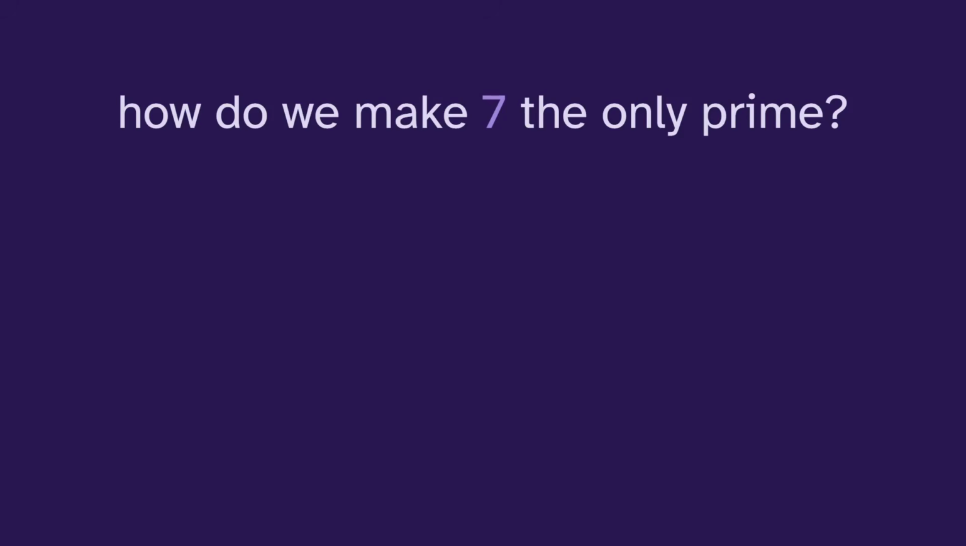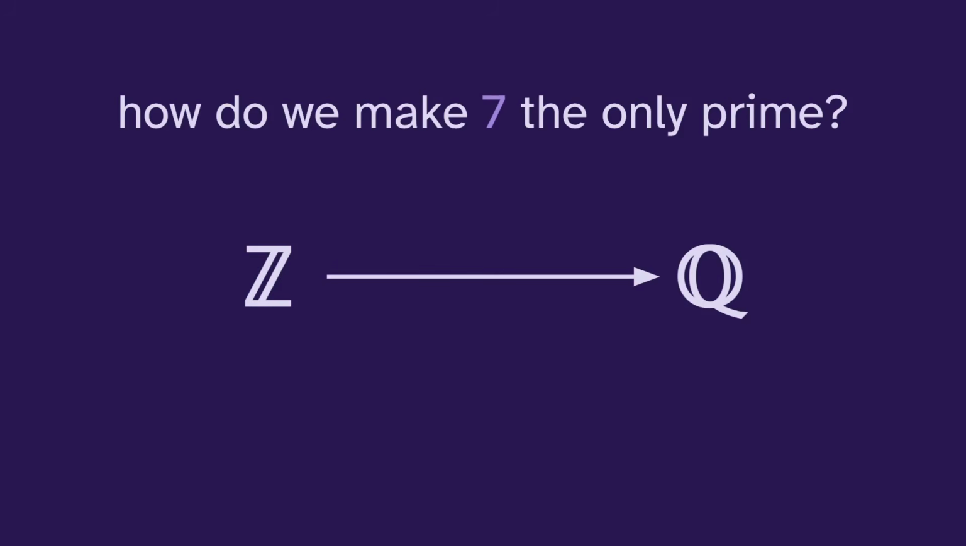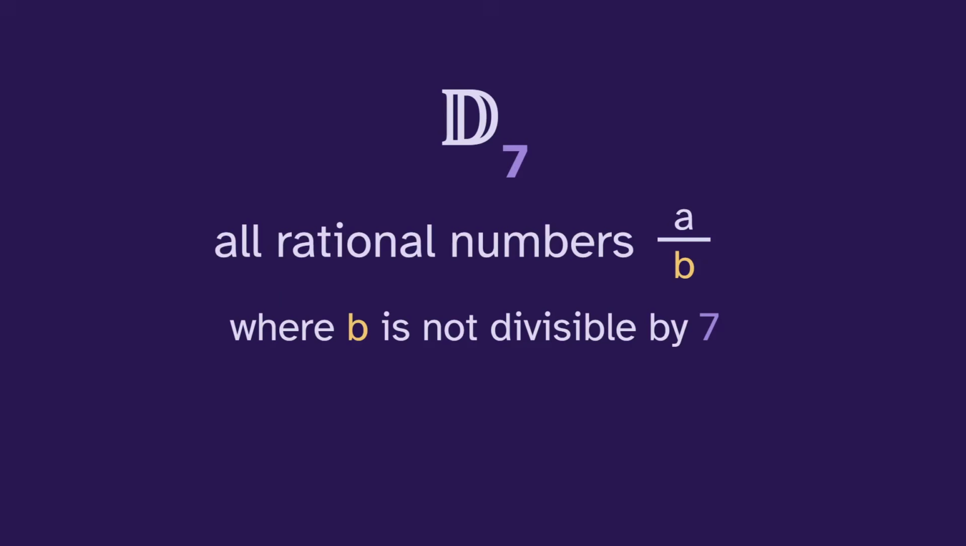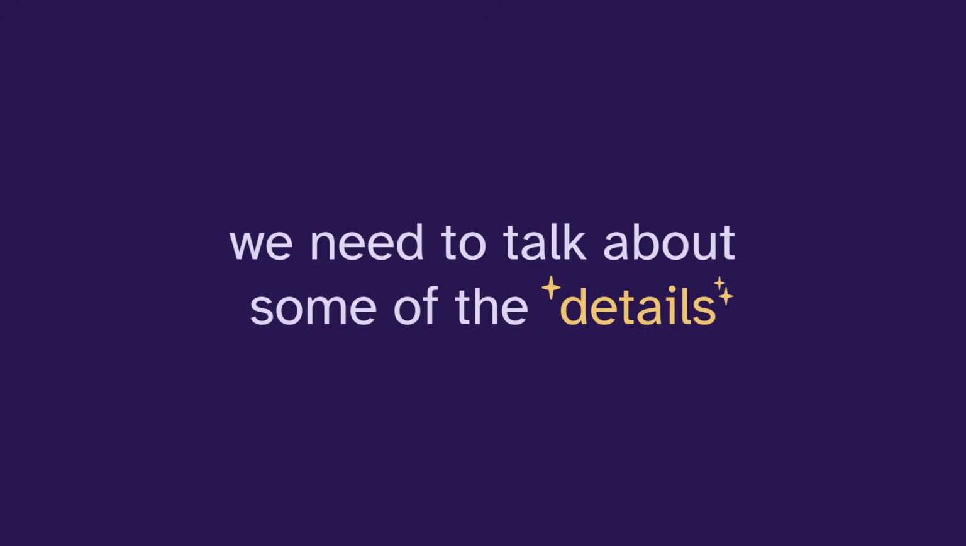So, how do we make 7 the only prime? When going from the integers to the rationals, we lost all the primes because they got divided out. So we can keep 7 if we don't divide it. We'll take our domain, let's call it D7, to be all rational numbers where the denominator is not divisible by 7. This means that any other prime, such as 5, can appear in the denominator, so it gets cancelled out, but 7 can't. 7 is left as the only meaningful prime. And intuitively this makes sense, but we need to talk about some of the details.